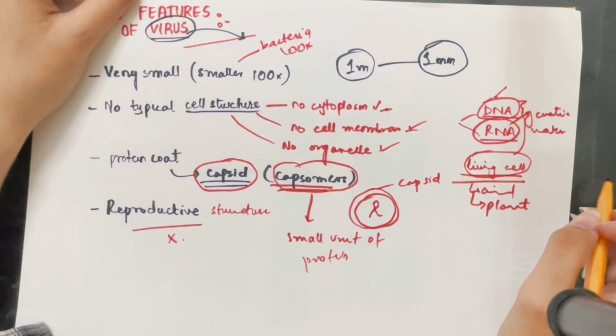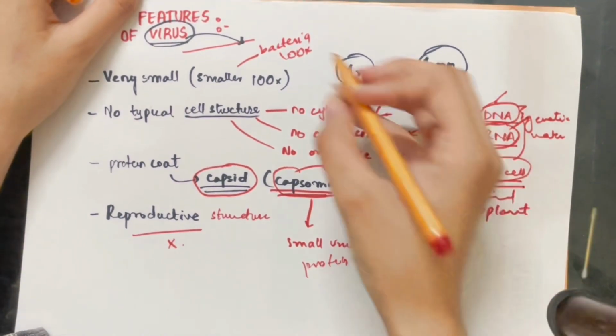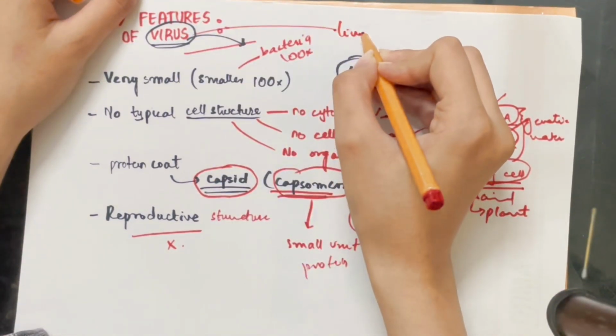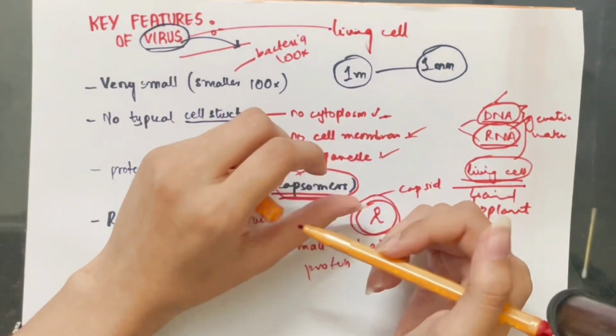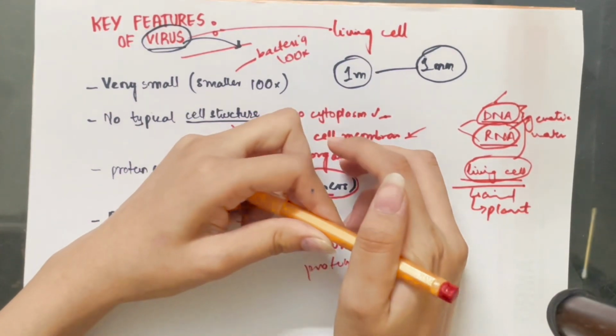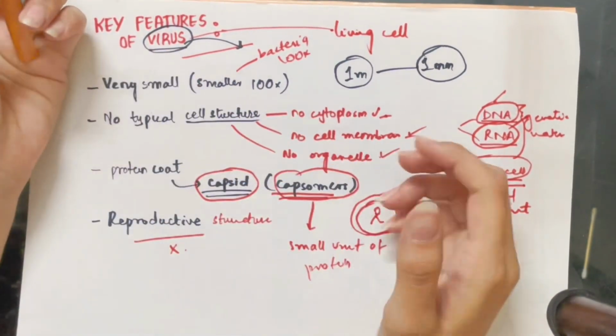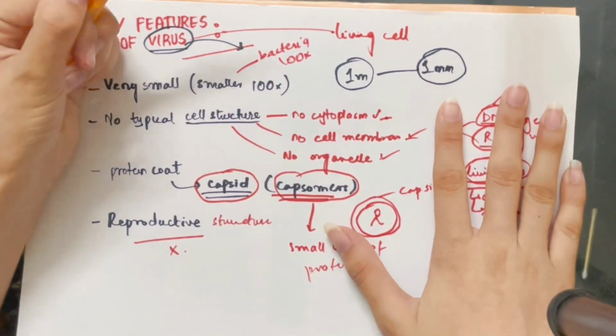Viruses are only present in living cells. One of the other characteristics due to which we study viruses is that they are only present in living cells. No matter which living cell, they can be present in an animal cell, plant cell, or any other organism. They just need a host for their survival. So this is an overall view of the chapter.